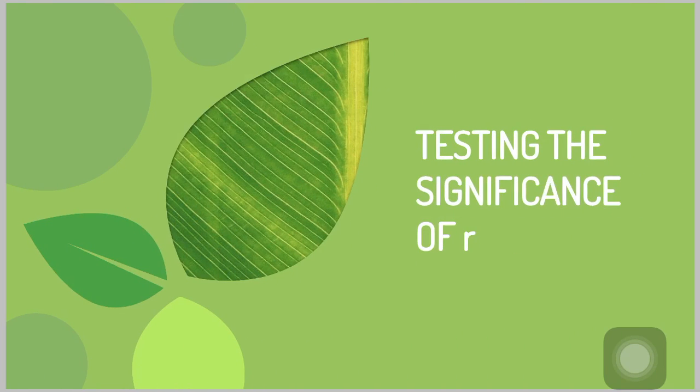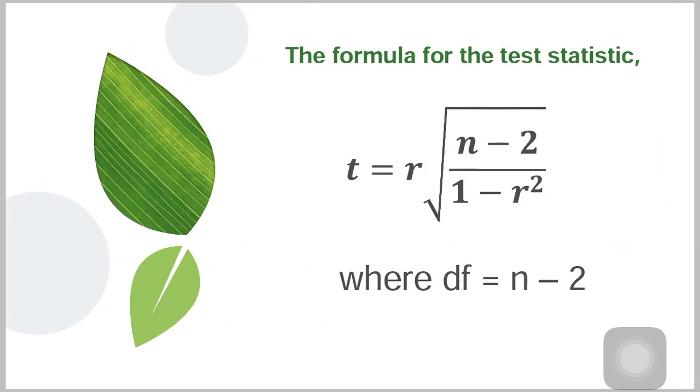Now, how to test the significance of R? Here's the formula for a test statistic t. That's r for correlation, and n is the sample size. Remember that the degree of freedom is n minus 2, no longer n minus 1. In this testing of significance, we need to use our t-table, two-tailed.